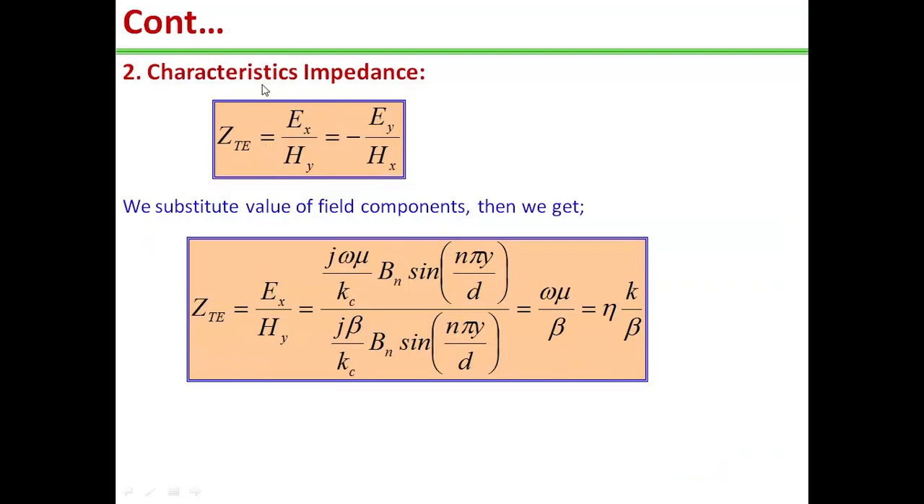Now we have to calculate the characteristic impedance. For the TE mode, characteristic impedance is defined as Ex divided by Hy, or you can say minus Ey divided by Hx. So after putting the value of Ex and Hy, we find the characteristic impedance for TE mode is omega mu divided by beta, or in other terms we can write eta k divided by beta.